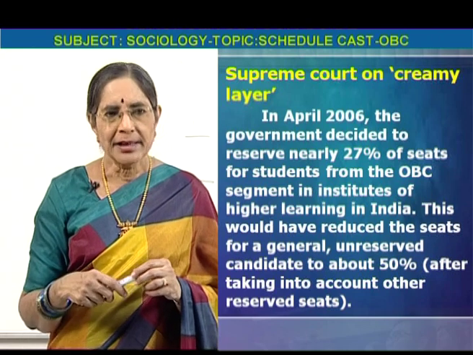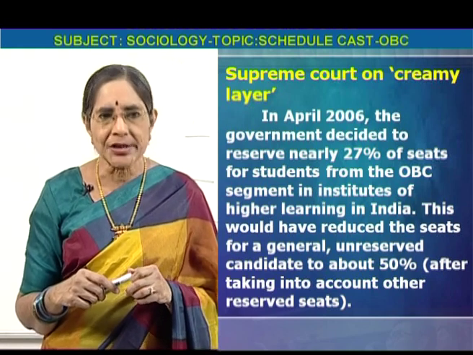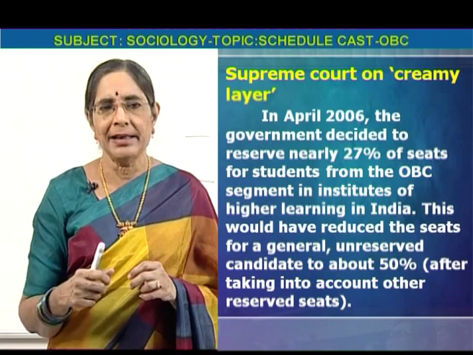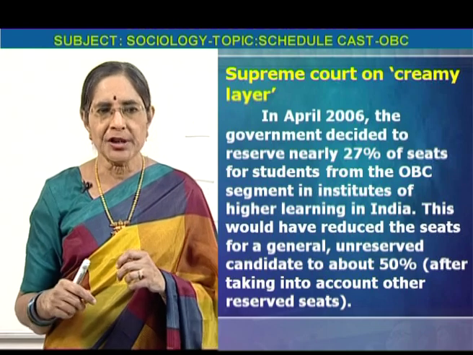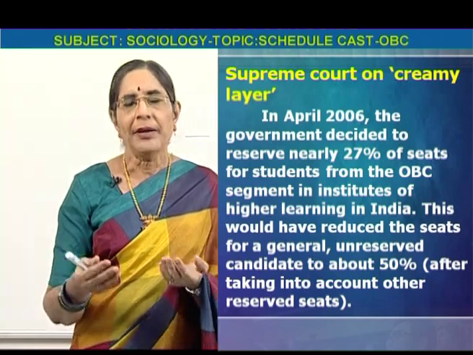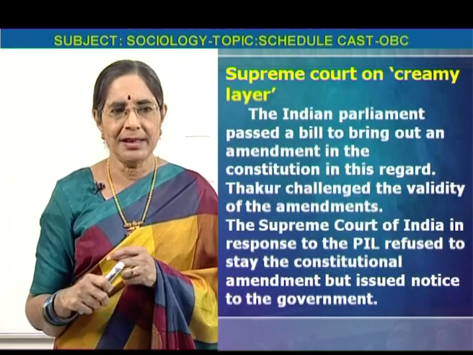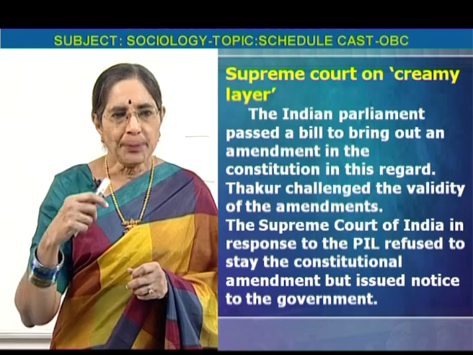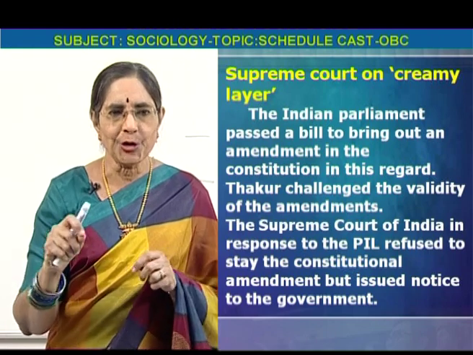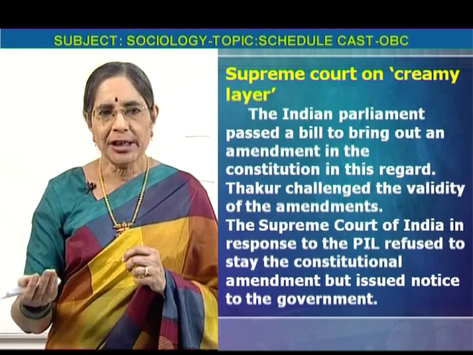In April 2006, the government decided to reserve nearly 27% of the seats for students from the other backward classes in institutes of higher learning in India. This would have reduced the seats for general and unreserved candidates to about 50% after taking other reserved seats into account. And this was questioned in the public interest litigation. The Indian Parliament passed a bill in this context to bring an amendment to the Constitution in this regard, particularly enhancing the reservations in higher educational institutions.